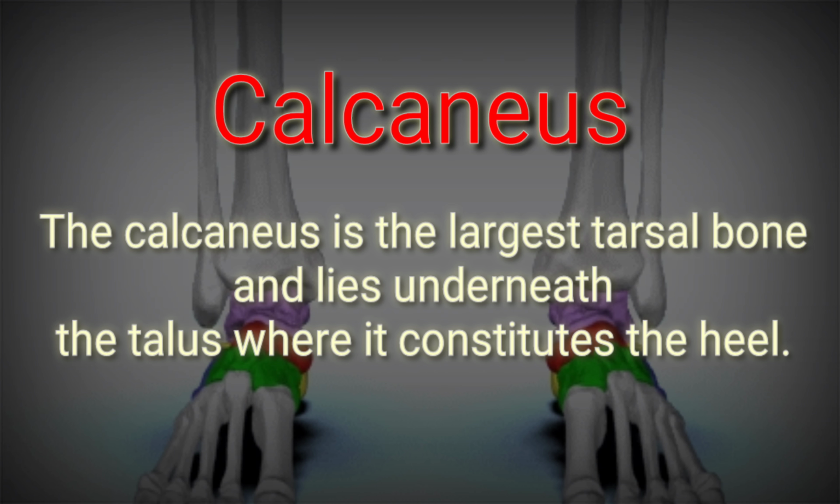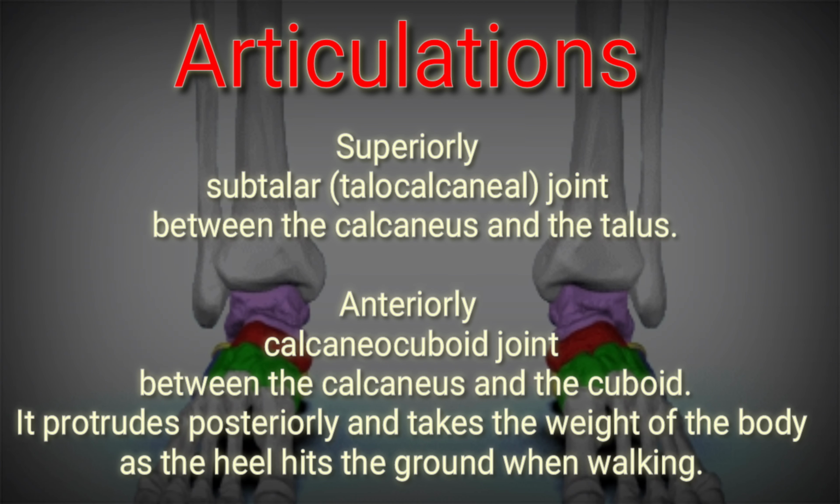The calcaneus. Calcaneus is the largest tarsal bone, lies underneath the talus where it constitutes the heel. It has 2 articulations: superiorly, the subtalar, that is talocalcaneal joint, between the calcaneus and the talus; anteriorly, the calcaneocuboid joint, between the calcaneus and the cuboid. It protrudes posteriorly and takes the weight of the body as the heel hits the ground when walking.